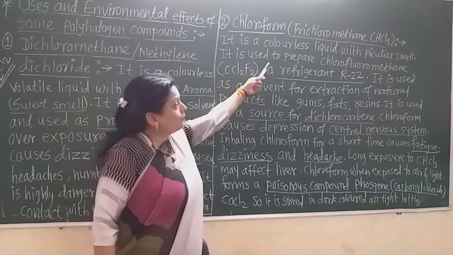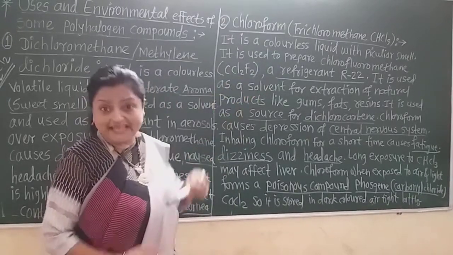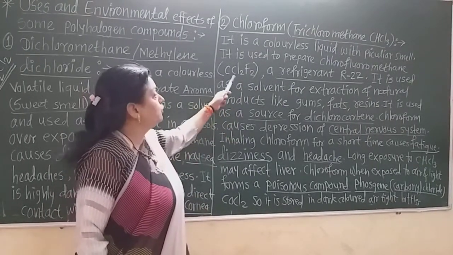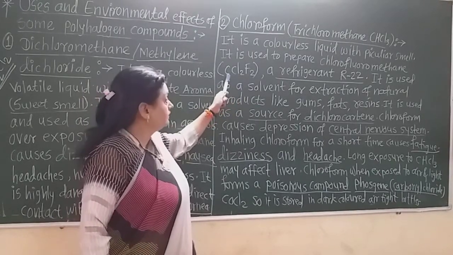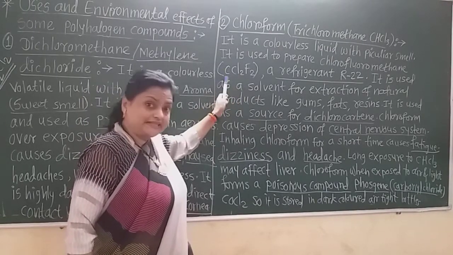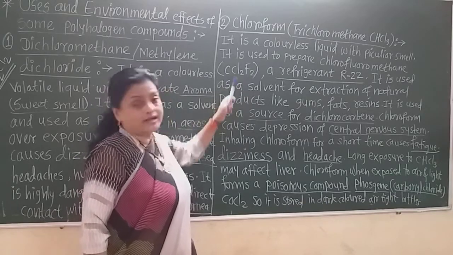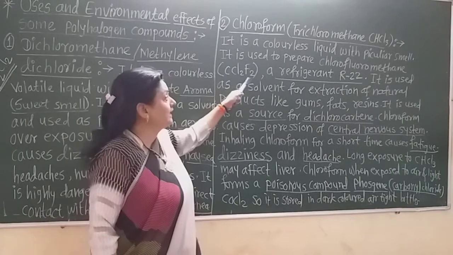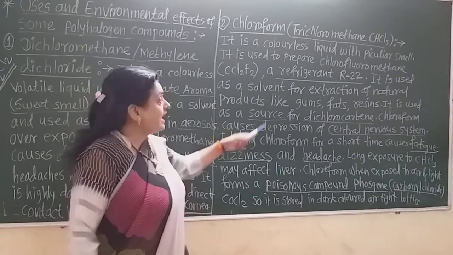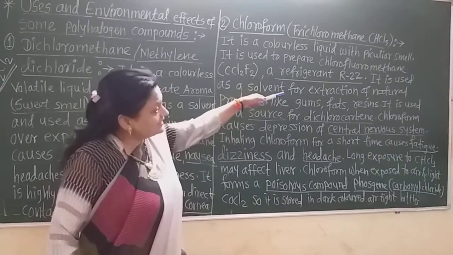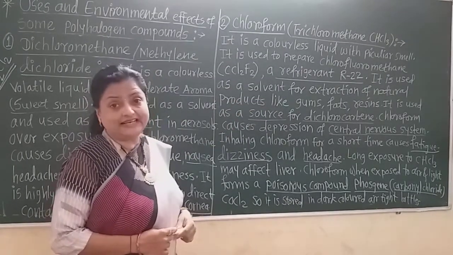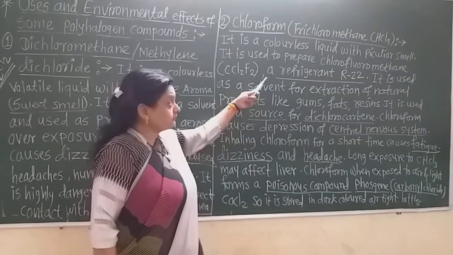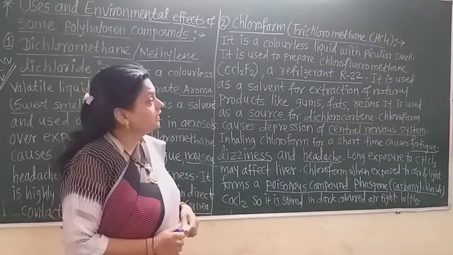It is used to prepare chlorofluoromethane, which is used in refrigerators. Chlorofluoromethane, CHClF2, is formed because two of the hydrogen atoms of methane are replaced by two chlorine and two fluorine atoms. And it is a refrigerant, R22, the commercial name of this chlorofluorocarbon.